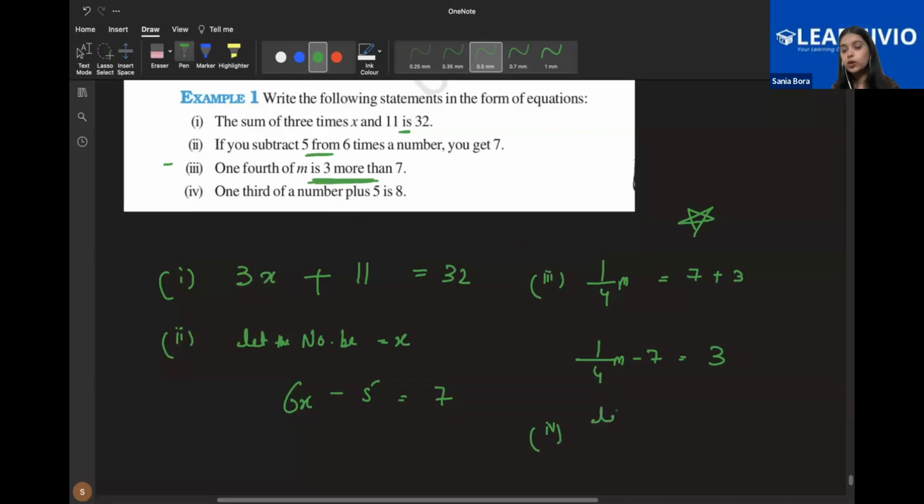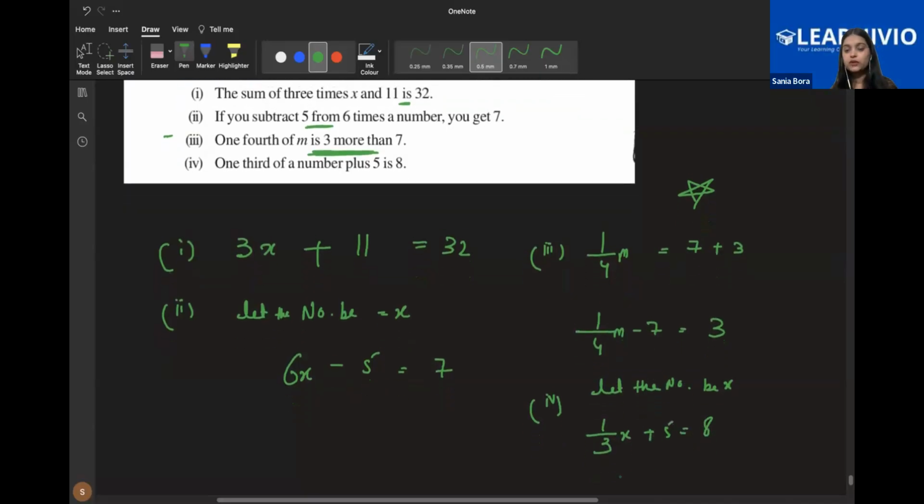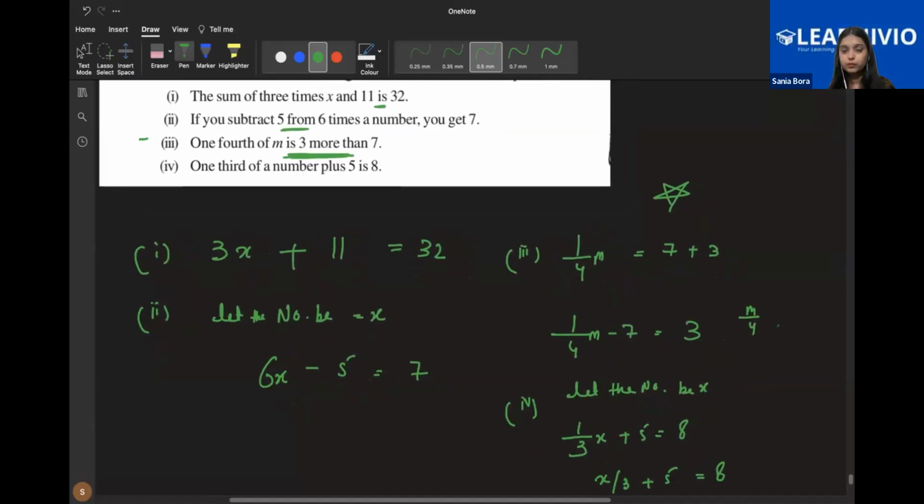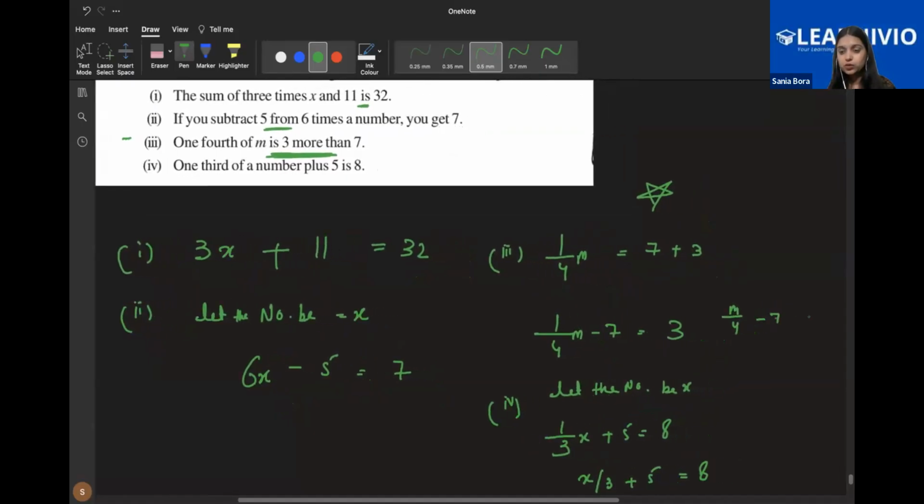And the fourth one, 1/3 of a number plus 5 is 8. You don't know the number, so let the number be x. So 1/3 of a number x plus 5 is 8. You can even write it like this: x upon 3 plus 5 equals to 8. And here also instead of writing 1/4m, you can write m upon 4 minus 7 equals to 3. Clear? Quickly write down these and I'll give you the question.